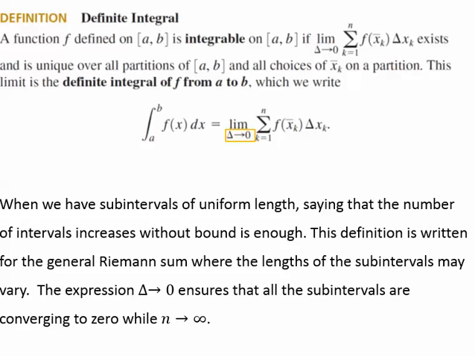When we have subintervals of uniform length, saying that the number of intervals increases without bound is enough. This definition is written for the general Riemann sum, where the lengths of the subintervals may vary. The expression delta going to 0 ensures that all the subintervals are converging to 0 while the number of subintervals increases indefinitely.